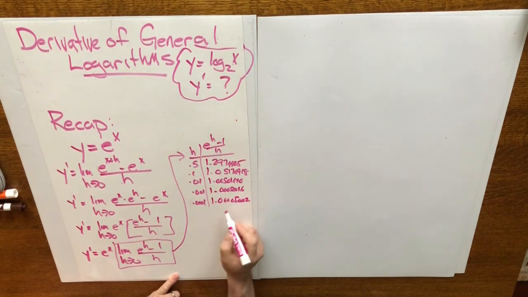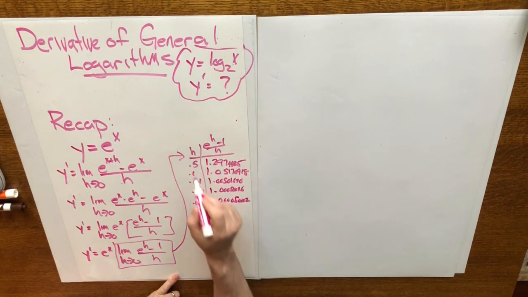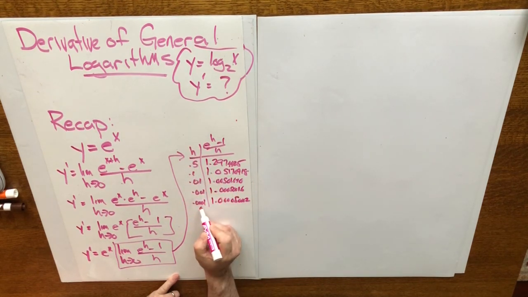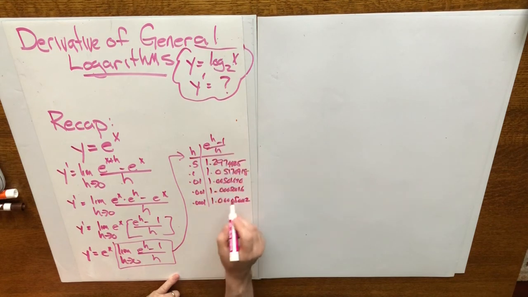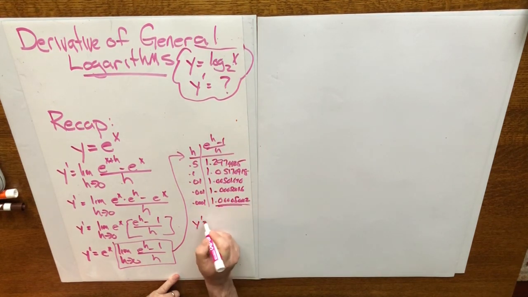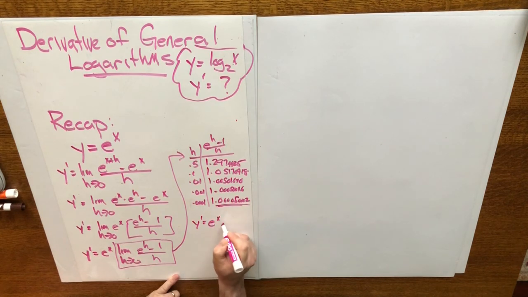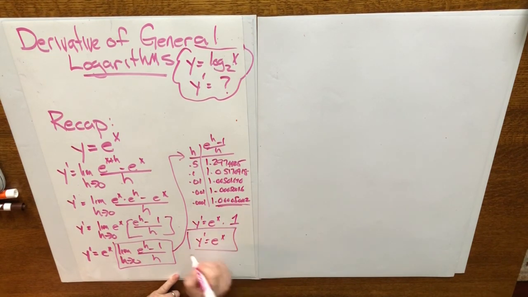And I had one last calculation, usually a bit further than we go. 1.0000123450002. So the suggestion was that as h got closer to 0, e to h minus 1 over h got closer and closer to 1. So y prime equals e to the x times what we determined to be the limit of that expression equaling 1. So our first derivative was the only one we did by first principles.